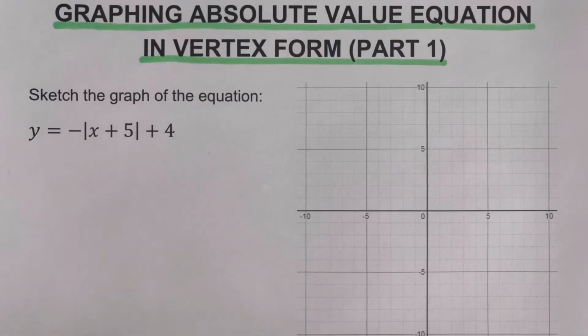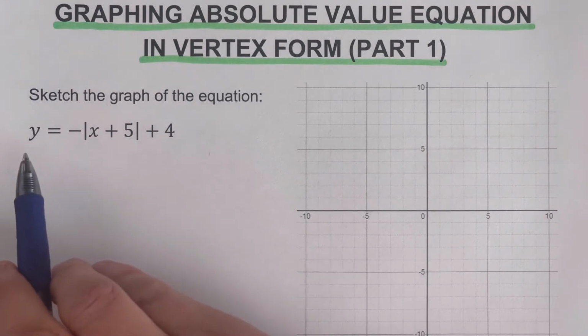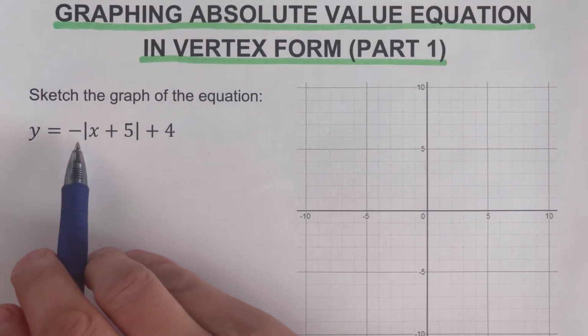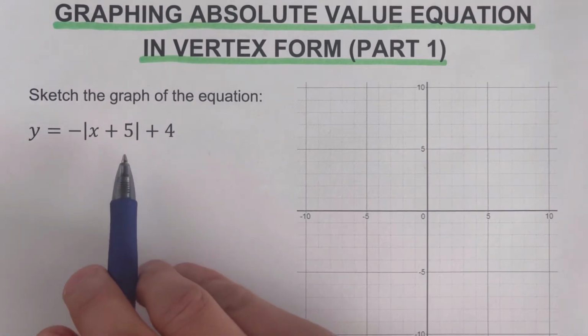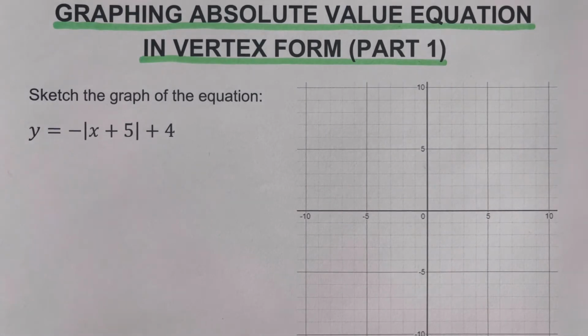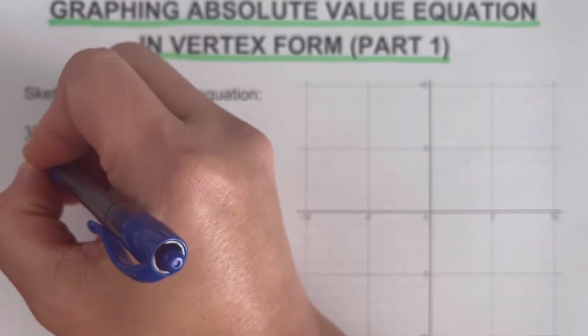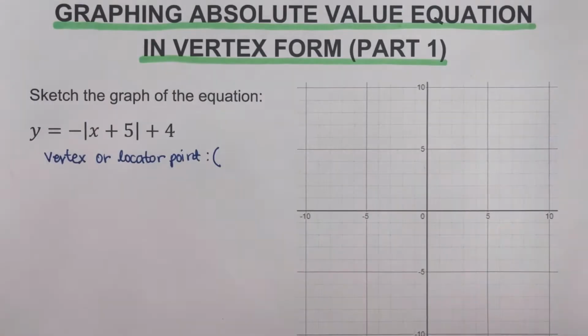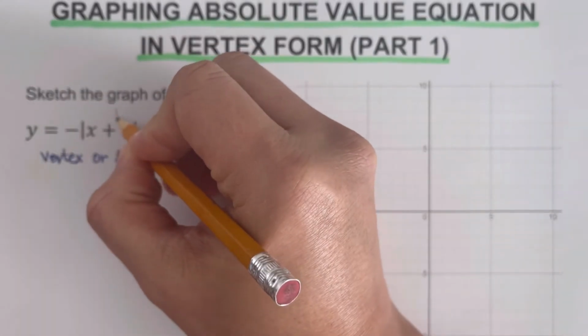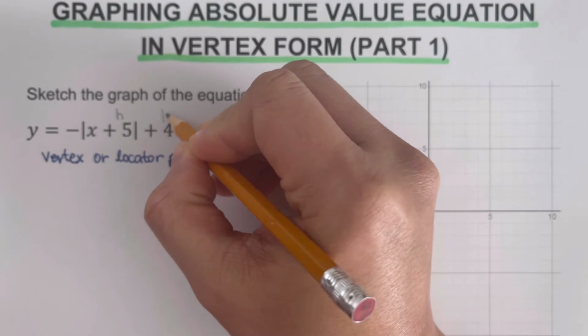Okay, going back to the example, we're supposed to sketch the graph of y equals negative absolute value of x plus 5, plus 4. The first step is to determine the vertex or the locator point. I'm going to write that down here. To determine the vertex, we're going to use h and k. So this value represents h and this represents k.